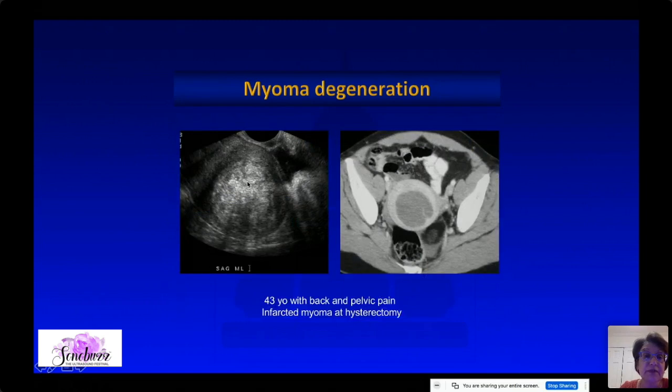Sometimes, and this is a patient who presented with back and pelvic pain, this is a more echogenic mass. And the patient had a CT actually initially because of the pain. You can see here that this myoma doesn't enhance the way they should enhance normally, again, because of the cystic degeneration. That's probably why this patient had pain.